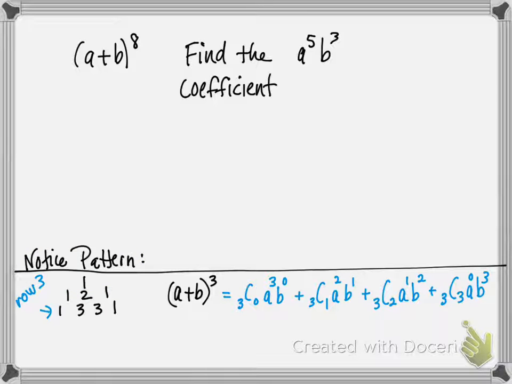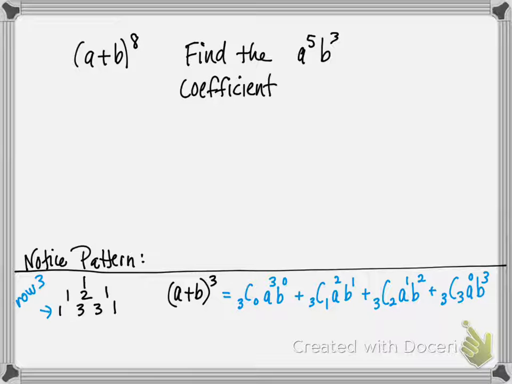So I have (a + b) raised to the 3rd power. So I know that we're using row 3 of Pascal's triangle. And instead of using the numbers already there, the 1, 3, 3, 1, remember we can use combinations. 3 choose 0 gives you 1. 3 choose 1 gives you 3. 3 choose 2 gives you 3. And 3 choose 3 gives you 1.